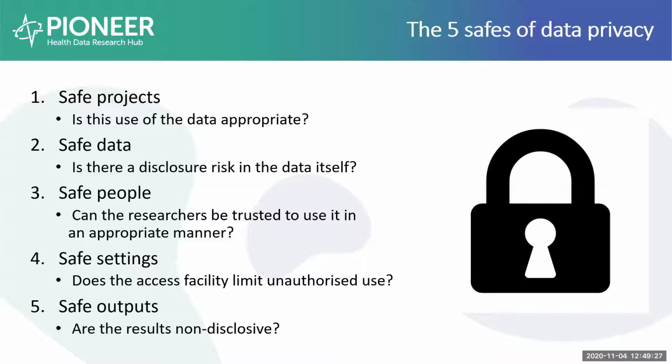Safe data, is the data itself that's being used at risk of causing a disclosure? And by disclosure, I mean being able to identify an individual within that data set. For example, if there was a data set that was required that had rare diseases, there's quite a high potential sometimes that an individual might be identified within that data set itself. So how do we prevent that from happening?